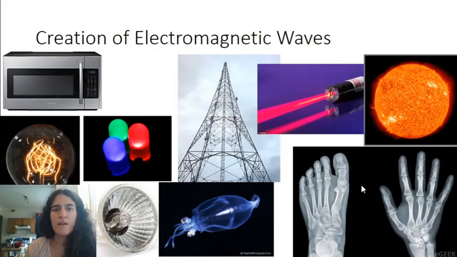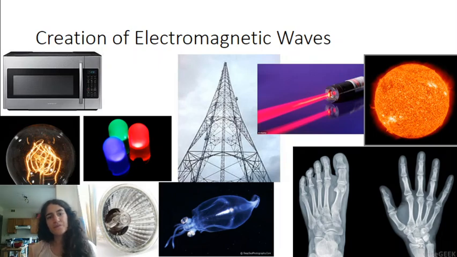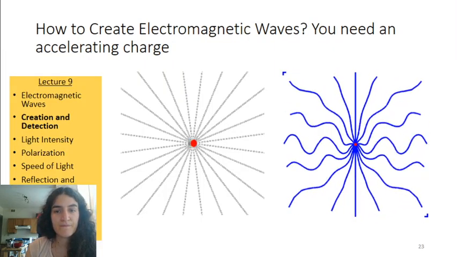Let's try the next thing. So now that we know a little bit about what electromagnetic waves are, we can talk about how they're created and also how they're detected, right? So this has a very broad range of relevance, and many different kinds of electromagnetic waves are created in different ways. But let's talk about what the general principle is of creating an electromagnetic wave.